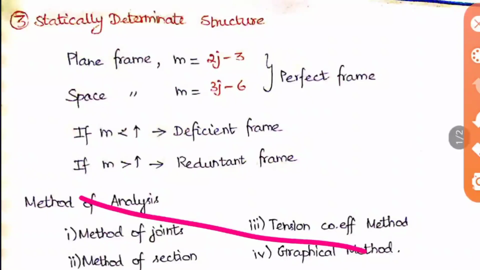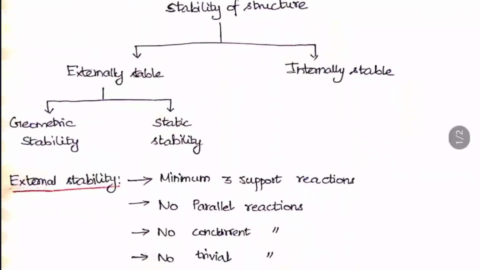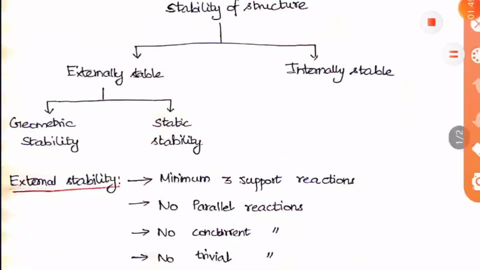So now we'll see the stability of the structures, and in the next lecture we'll be seeing the analysis of the various stresses. So first, stability of structure is classified into external stability and internal stability. So what do external and internal stability mean? External is further divided into geometric stability and static stability. Let us see what those geometric and static are.